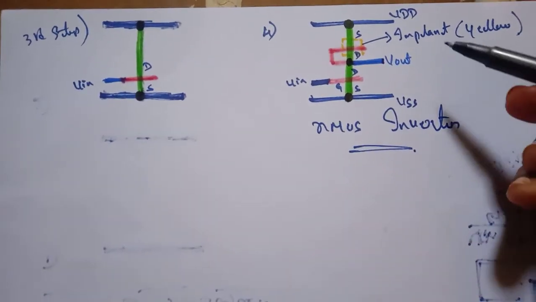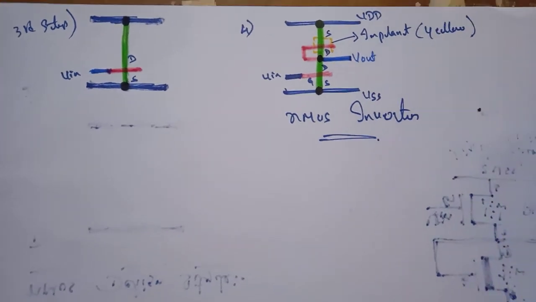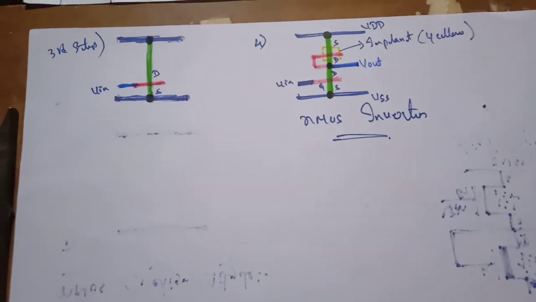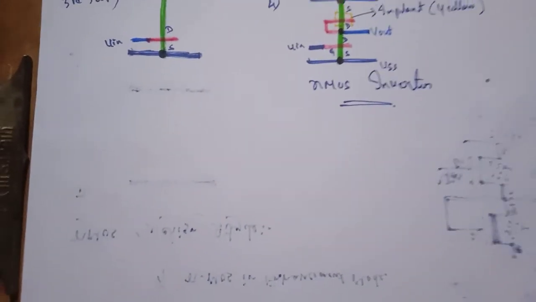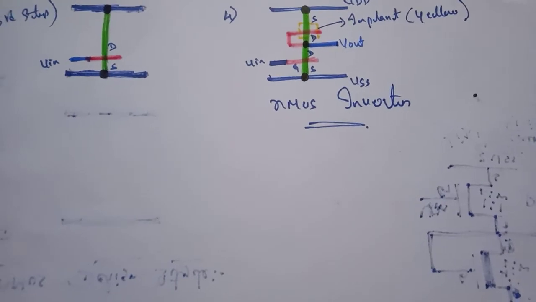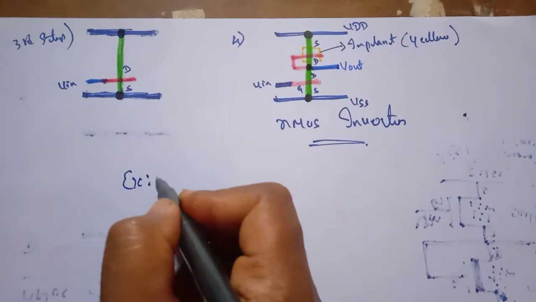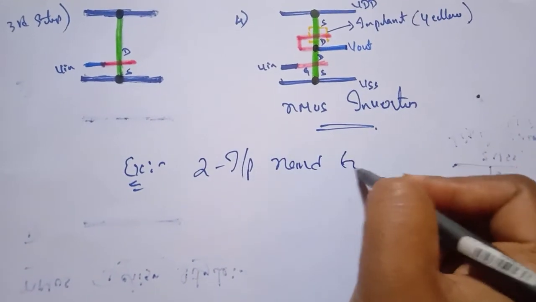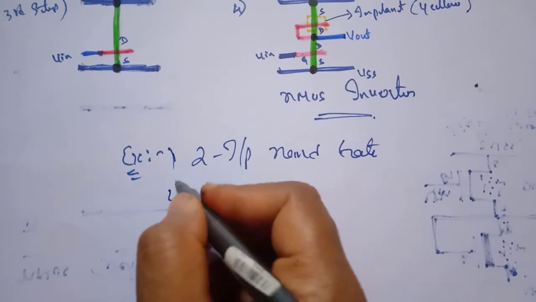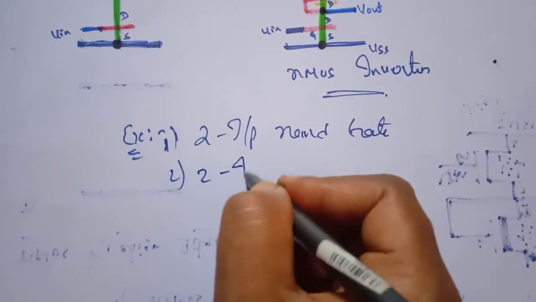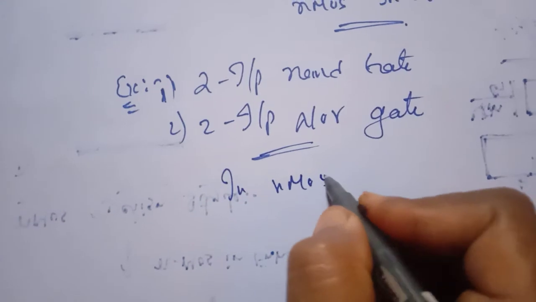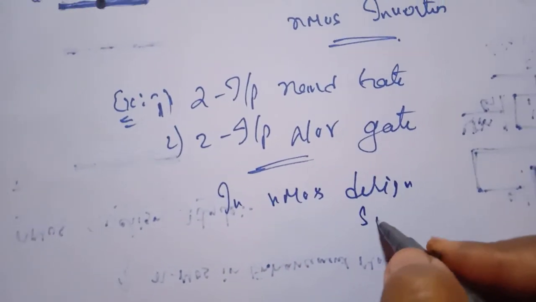So this is about the final stick diagram of an NMOS inverter. Similarly, we need to follow the same steps for the rest of the other Boolean expressions. It may be a 2-input, for example, a 2-input NAND gate or a 2-input NOR gate in NMOS design style.